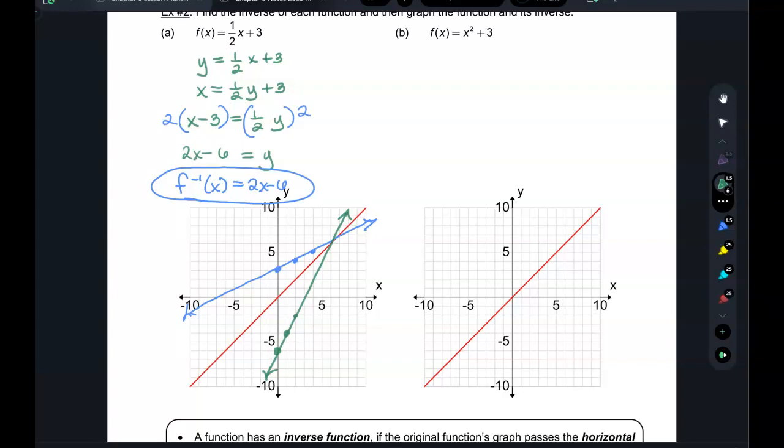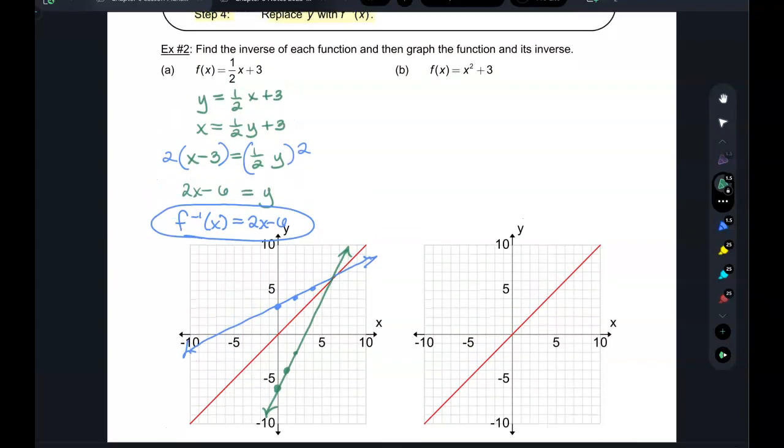Yeah, that's fine. Wait, so for the green one, you took the y-intercept from the inverse and then graphed. Yes. So I went down to -6, and then a slope of 2, so up 2 to the right one. Rise over run.